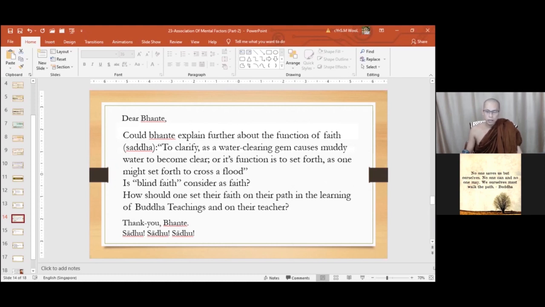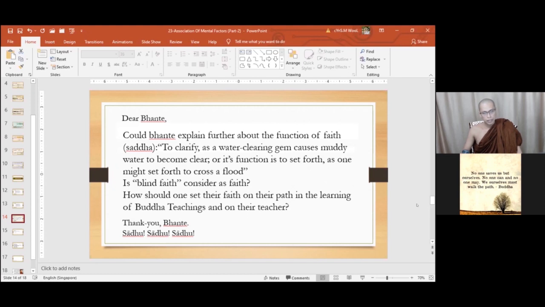So here, as one might set forth to cross the flood. Here in the sutta, it mentions saddhaya tarati ogham. So by the power of faith, one can cross the flood of samsara. By the power of faith, you can keep going, keep practicing and devoting yourself to the religious practice. That is why the function of saddha is urging you to keep going.